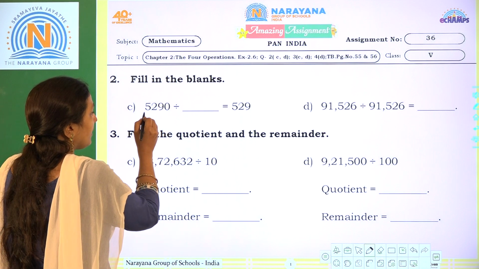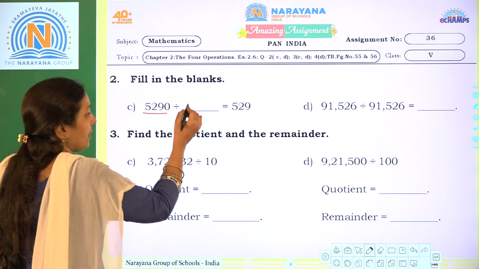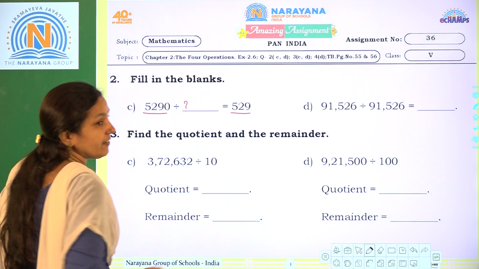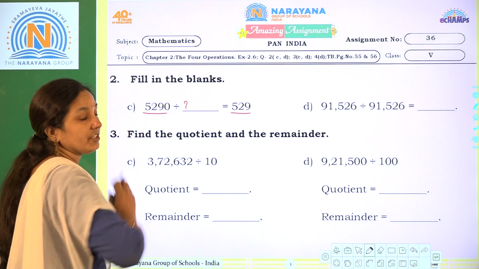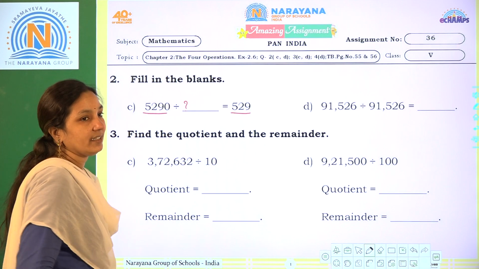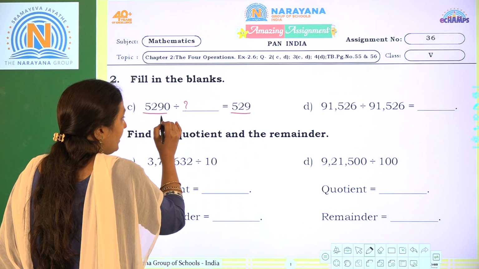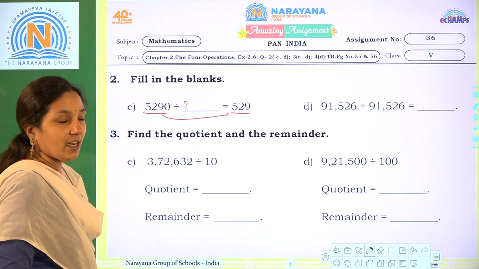So you know that one, what do we call this number? This is the dividend. Coming to this one, divisor, and the answer of the division problem is quotient. We know here dividend and quotient. We have to find the divisor. So when we divide dividend by quotient, we get the divisor.